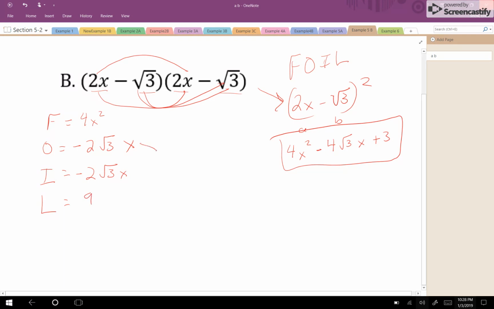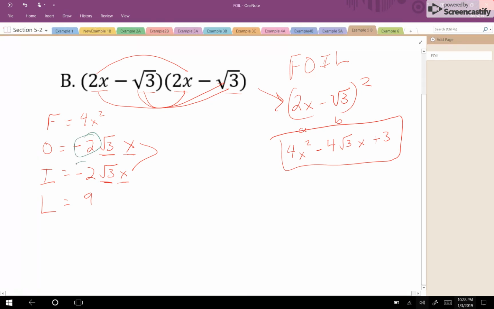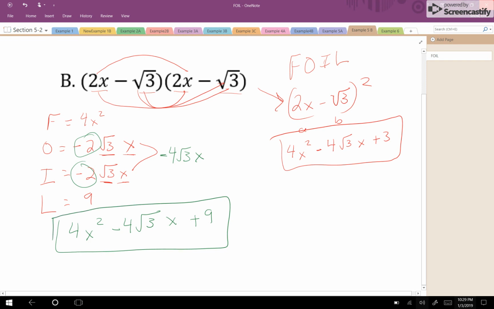Now, these two terms are exactly the same. They have the same radical and the same variable. So we're just going to add those coefficients out front. Two negative 2's become negative 4 square root of 3x for those two middle terms. So now to write my final, we'll have 4x squared minus 4 square root of 3x plus 9. And there is your reduced radical form when you're multiplying that out.